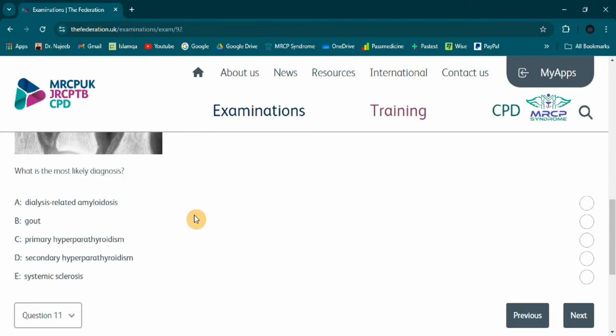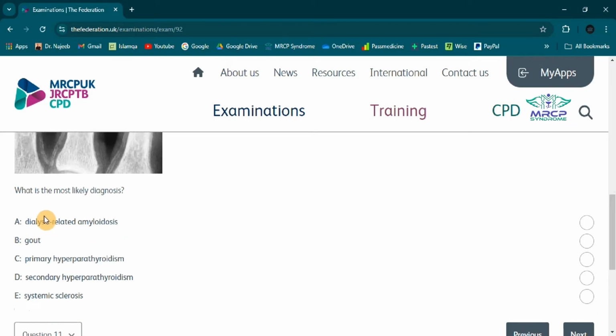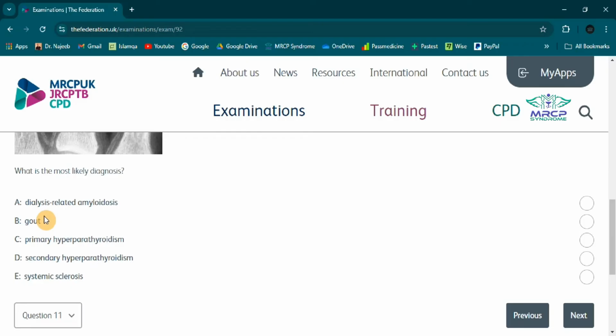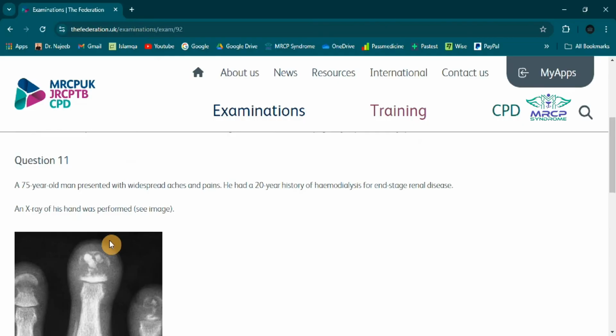hyperparathyroidism. So if we analyze the other options, dialysis-related amyloidosis will typically come with features of joint pain or carpal tunnel syndrome, and the radiographic findings here are different. In gout there will be joint pain and erosion, with well-defined punched out lesions with an overhanging edge, and often soft tissue swelling and the presence of tophi. Primary hyperparathyroidism can have similar changes, but this patient has long-standing renal disease, and with the renal impairment, primary hyperparathyroidism is excluded.